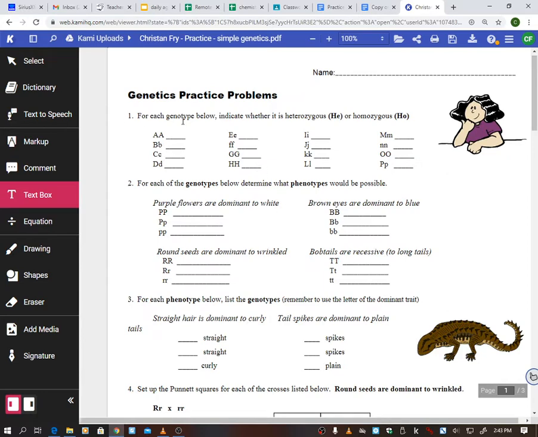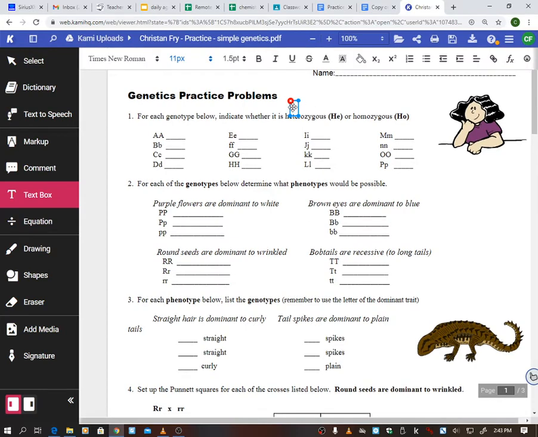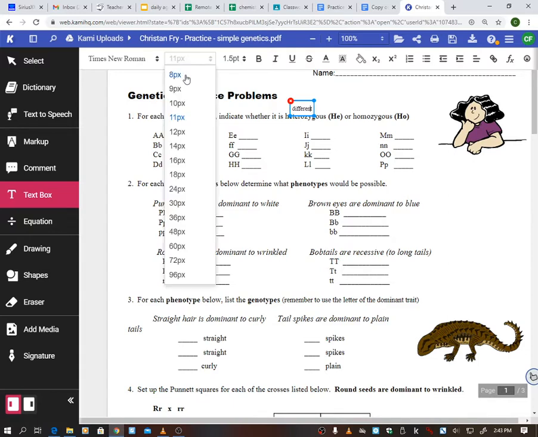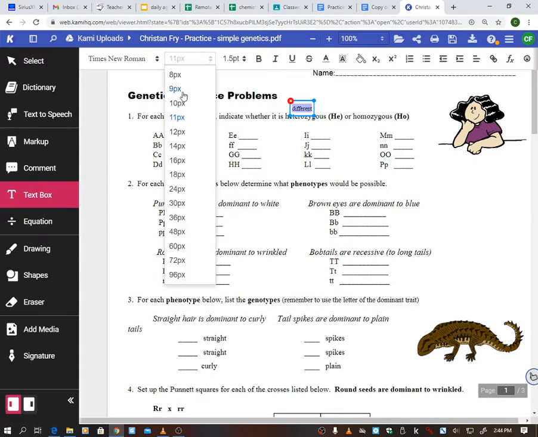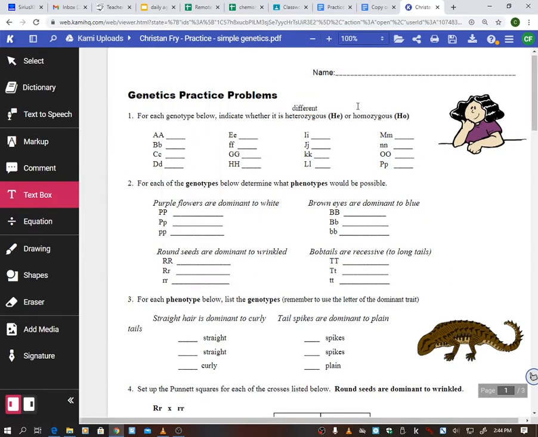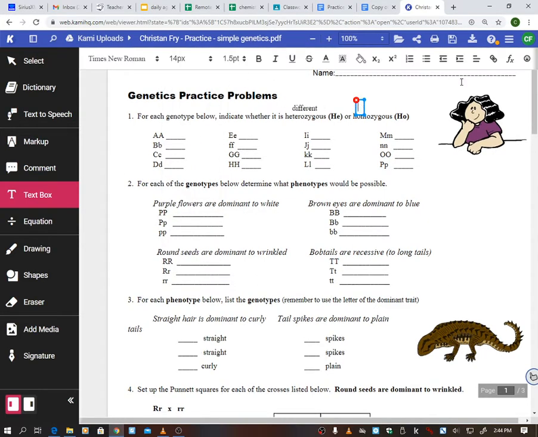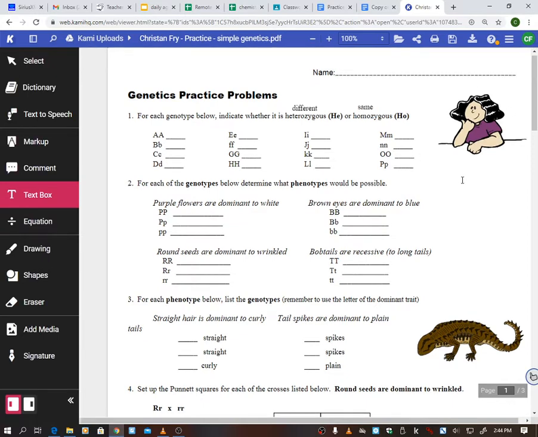So for number one, it says for each genotype below, indicate whether it is heterozygous or homozygous. So we learned in the notes that heterozygous means different, and homozygous means the same. So that means that your letters are the same or they are different.